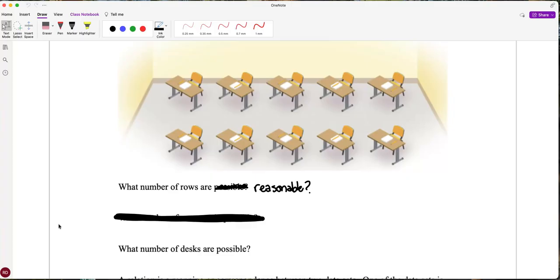Do you have friends in public school? What are their class sizes? Yeah, so they may have 30 or 35. So they would have how many rows? 5 would be 25, right? 5 times 5. What do you think they would have? Come on. 30 and 35. 6 or 7 rows, right?